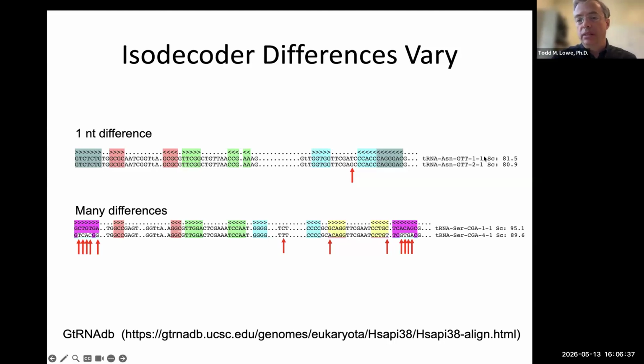So if it's -1, it's the first copy, and if this number is higher, those are other copies in the genome. But I'll talk more about that later.